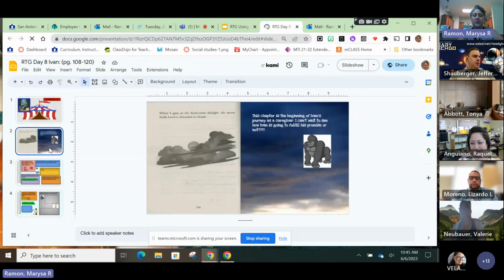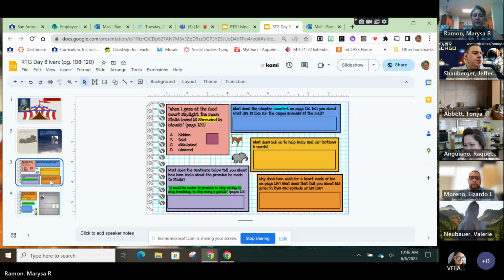The one and only Ivan, you'll start to see that it starts to get the questioning. This chapter is the beginning of Ivan's journey as a caregiver. I can't wait to see how Ivan is going to fulfill this promise or not. So I did scan in one sheet because it was an important part of the book. And then they'll start to do context clues. We'll do a little more of on page this, go find this. We're using our sentence stems that we've gotten from Lead Forward to guide our writing of our questions.